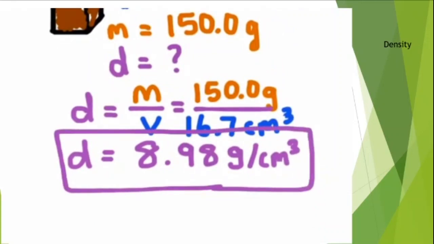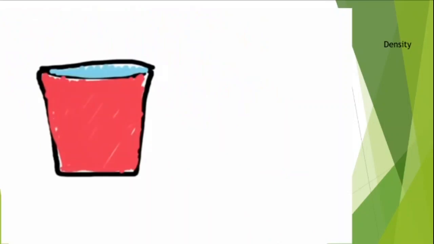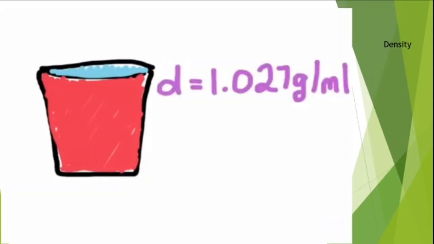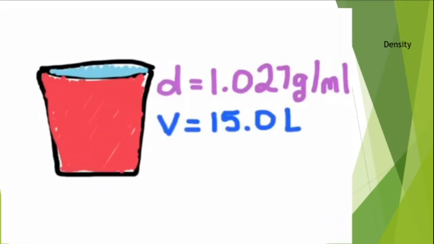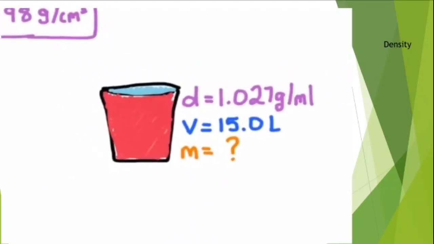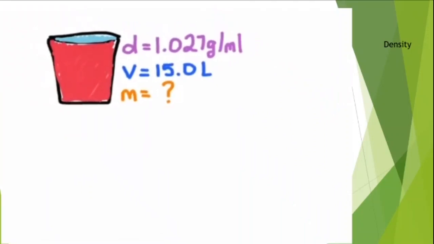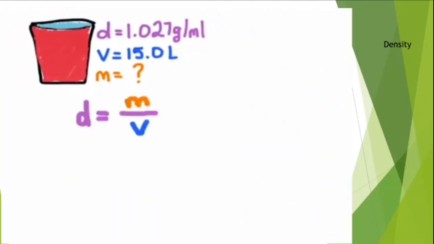Let's try another one. This time I'll give you the density and the volume, and you'll find the mass of the object. Here's a bucket filled with seawater. The density of seawater is 1.027 grams per milliliter. And this bucket has a volume of 15 liters. What is the mass of the seawater? The first thing we should do is write down the equation that we're going to use. The next thing I want to do is just double check that all my units are in SI units, or at least agree with each other.